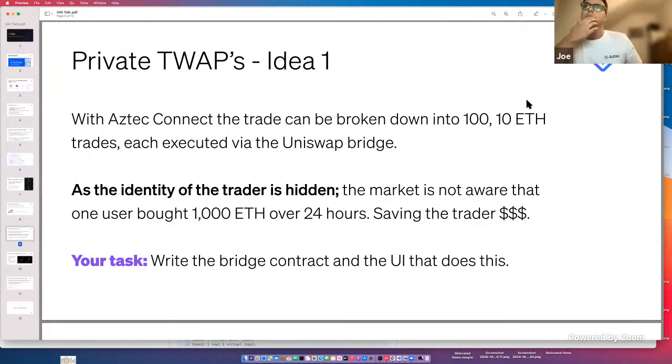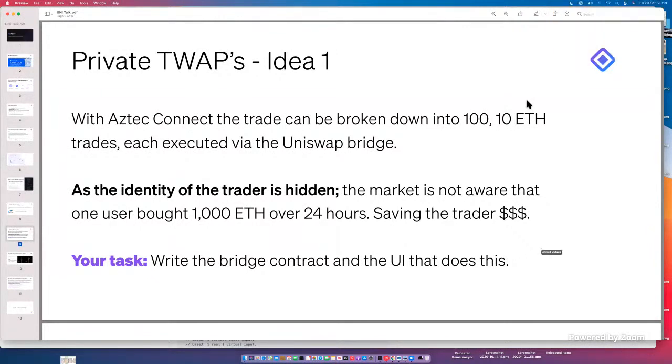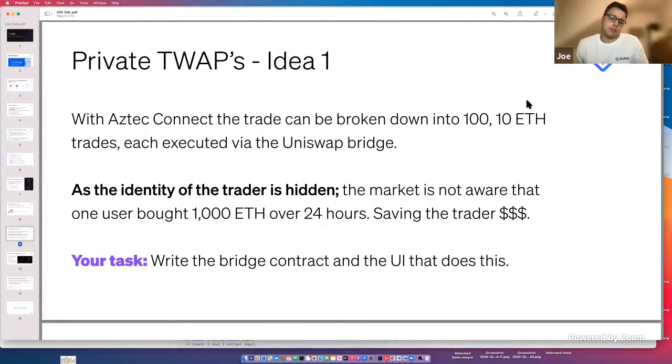Cool. So the privacy is not volume dependent. The privacy set here is basically all the users who've ever deposited the source asset to Aztec.